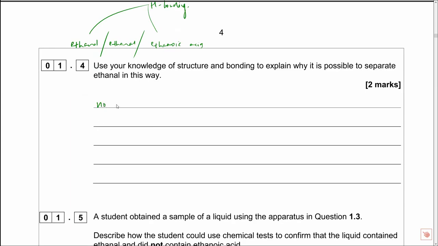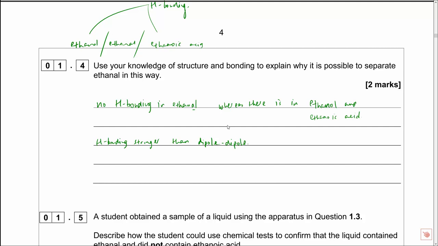So you could say something like, no H bonding in ethanal. Make sure it's really clear that it's ethanal that you're talking about there. Whereas there is in ethanol and ethanoic acid, H bonding stronger. Always give this idea of comparative, than dipole, which would of course be present because of the carbonyl group there. So it's stronger than dipole.